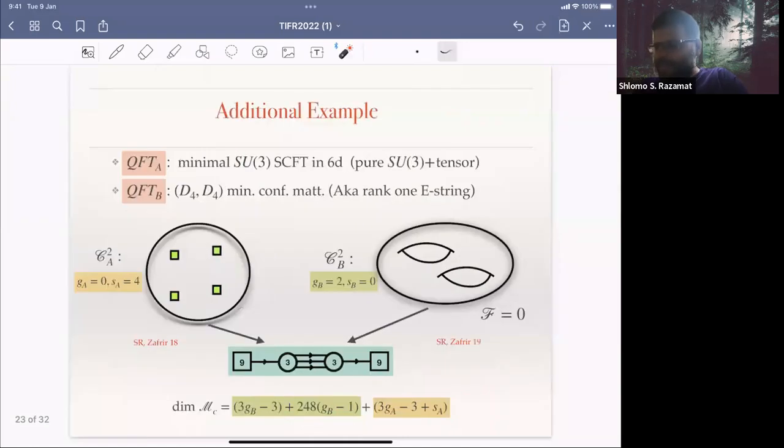Here is another example. And here you start again from some 6D theory, something which is called SU3 minimal SCFT in 6 dimensions, compactify it on a 4-punctured sphere, or you compactify an E-string on a genus 2 surface. This is something I mentioned before. You get this type of theory, which in both cases is exactly the same theory. Why? We don't know. This is an example of a 6-dimensional duality.